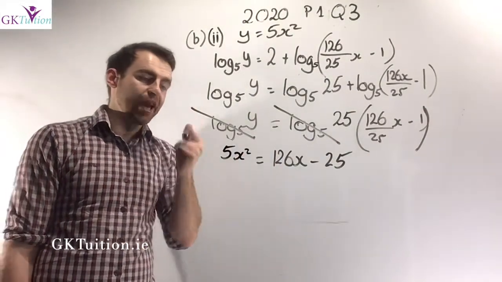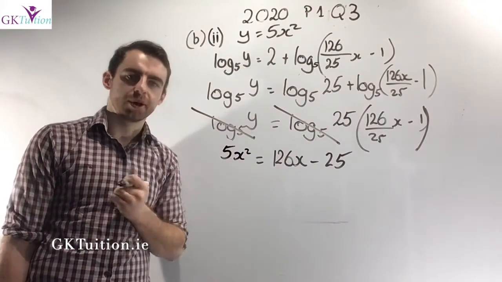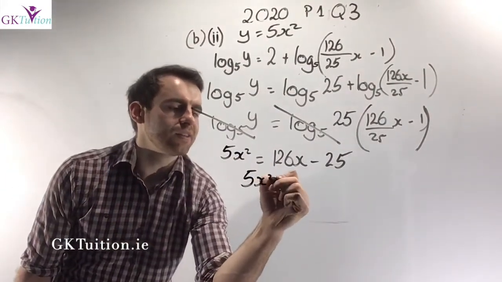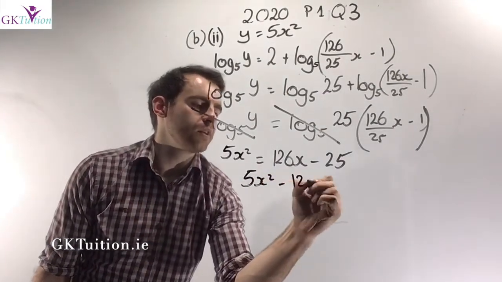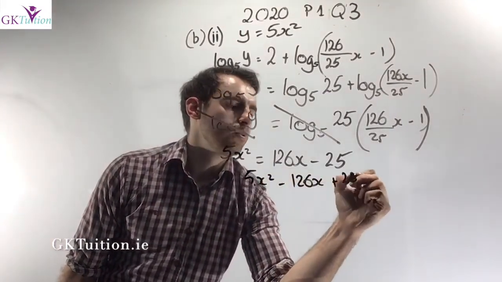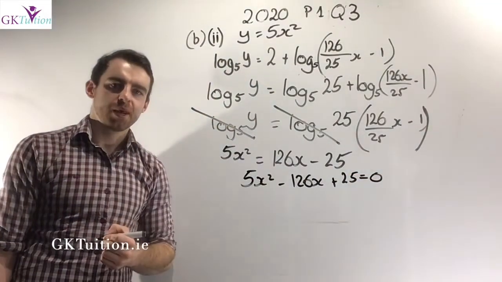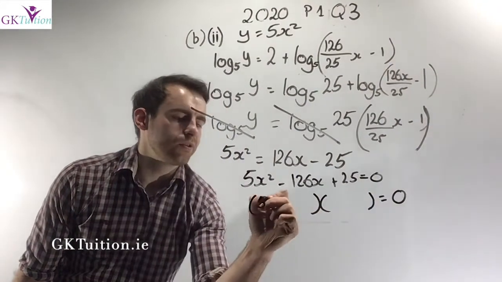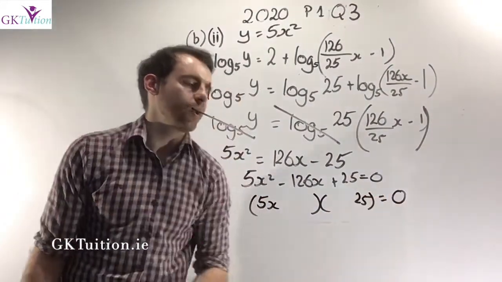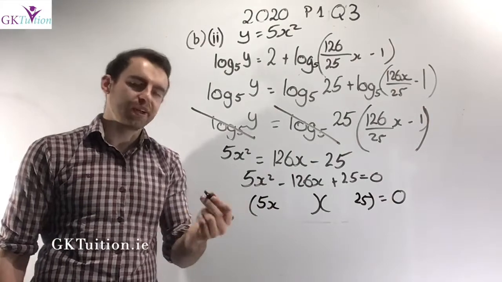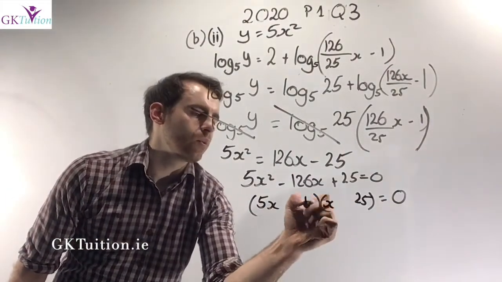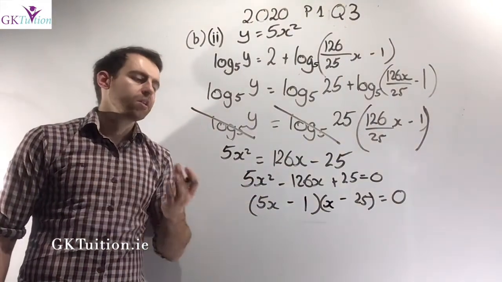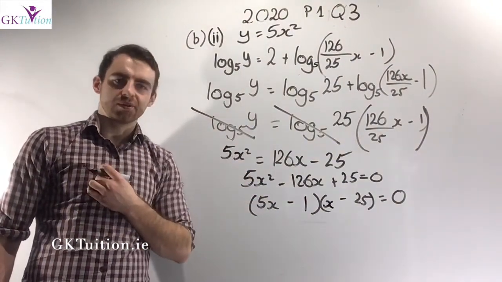And I notice that I have an x squared, I have an x, and I have a number. So I obviously have a quadratic equation. I'm going to move everything to the left-hand side, and I'll get 5x squared minus 126x plus 25 equals 0. Now all I need to do is factorize this quadratic. It's handy enough because you should notice that 5x times 25 is actually 125. So it doesn't matter whatever way you're used to factorizing these, but you should end up with 5x minus 1 times x minus 25 equals 0.